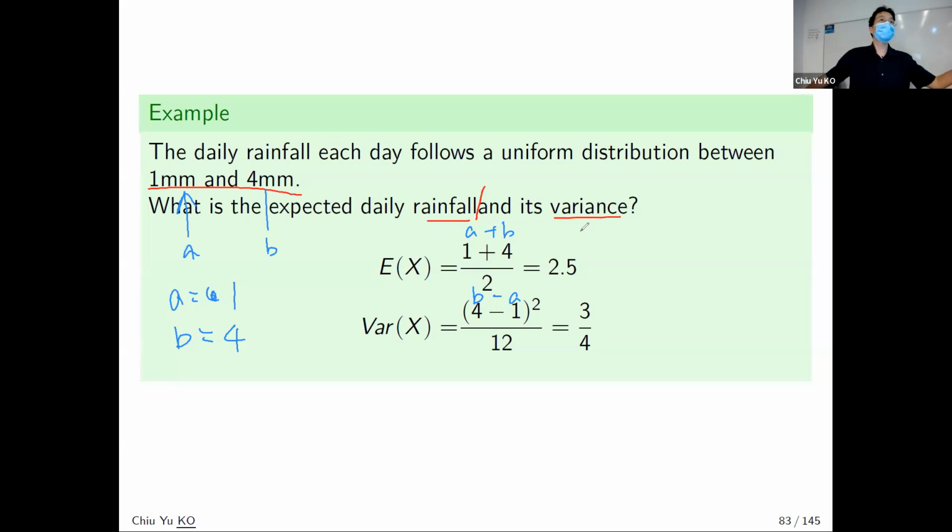Is that okay? It's probably too trivial, but just plugging in the numbers. You just see here that the rainfall between 1 and 4 is equally likely, so you cannot tell which one is more likely.